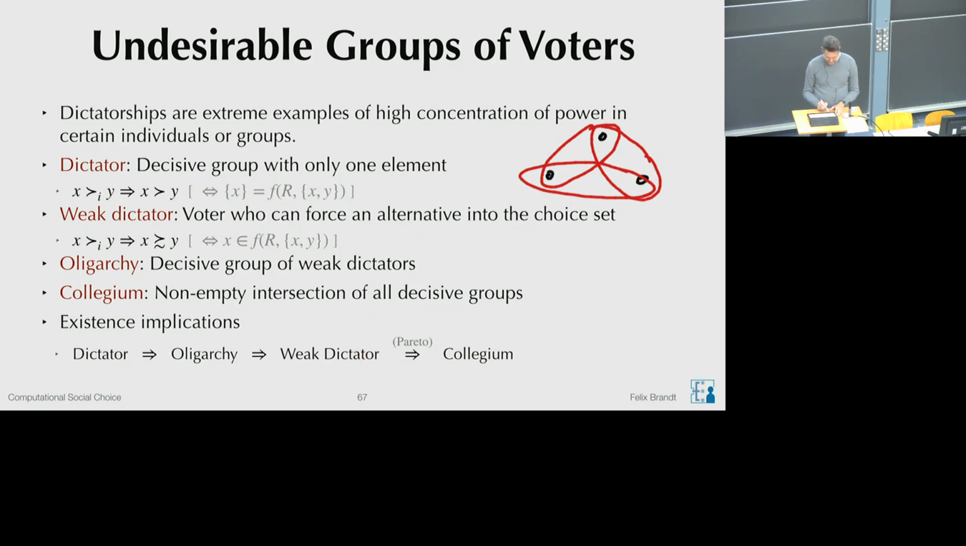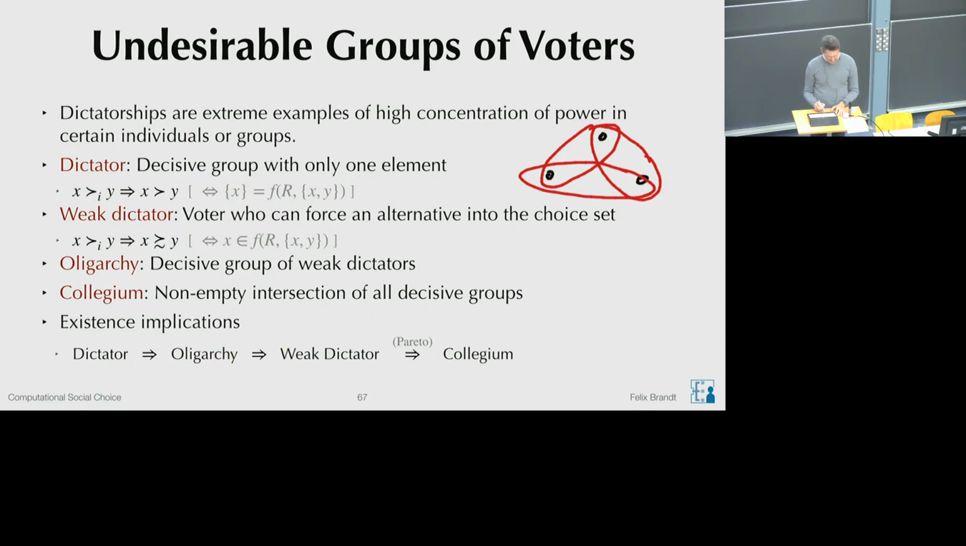So let's look at the first one. If there's a dictator, there's also an oligarchy. Okay, that's straightforward because an oligarchy is a decisive group of weak dictators. So if there's a dictator, there's a singleton decisive group who is a dictator and also a weak dictator. So clearly we have this implication from dictator to oligarchy.